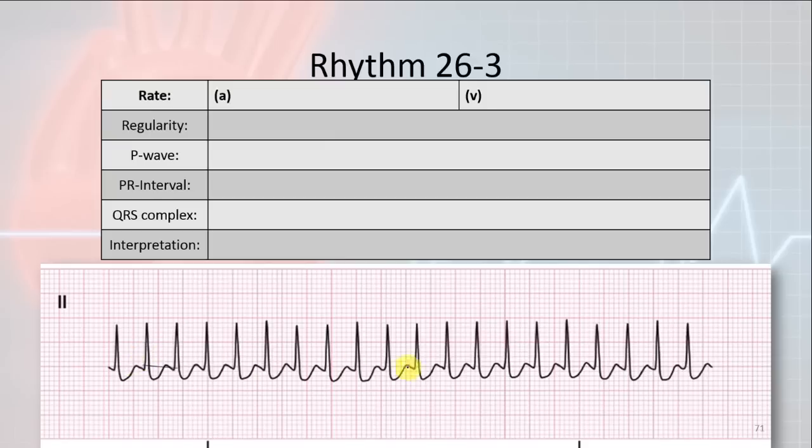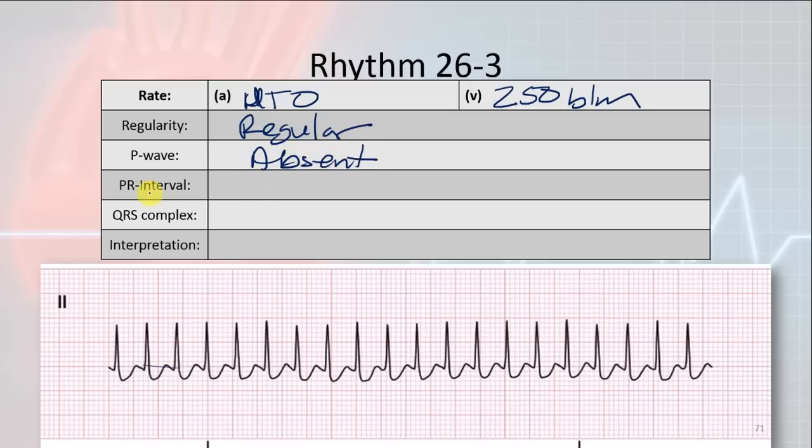The next rhythm here, as we can see, we don't see any kind of atrial rate, so we're going to put unable to obtain. It's supposed to be a U. The ventricular rate that I calculated previously was actually 250 beats per minute. Regularity is going to be regular. P waves are going to be absent. PR interval is going to be none.